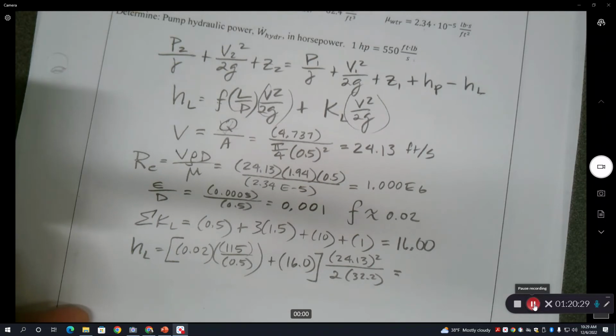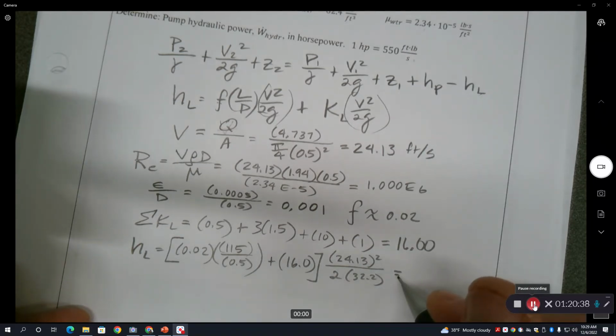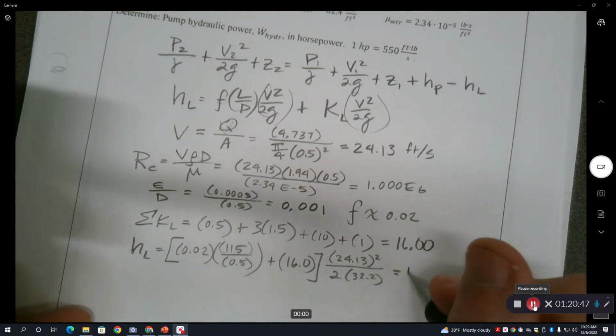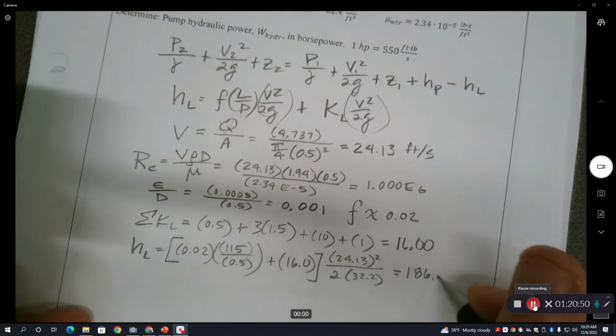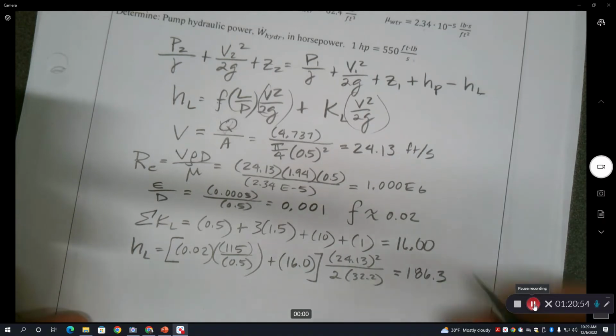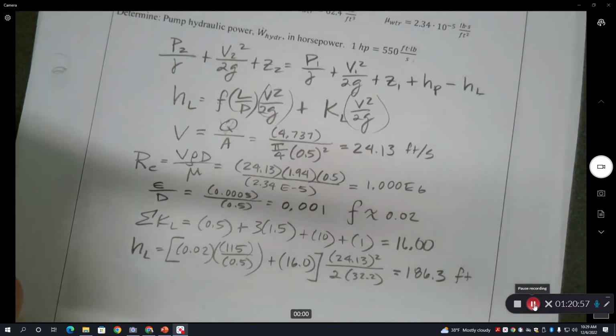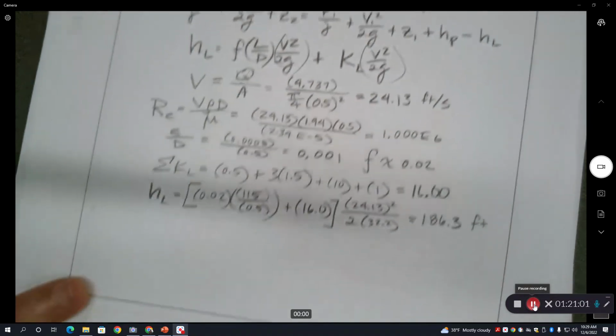So 24.13 squared divided by 2 times 32.2. So you get 186. Yeah, okay, good. Yeah, I got 186. Good. 0.3, right. I'm looking at my other solution here, and I'm like, that's different. But I did it separately, that's why.